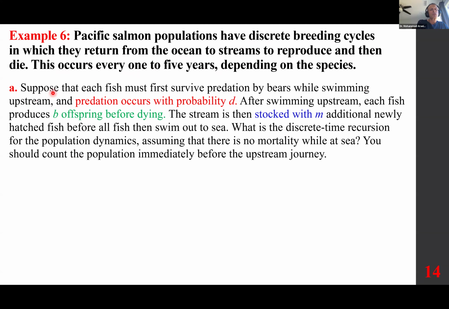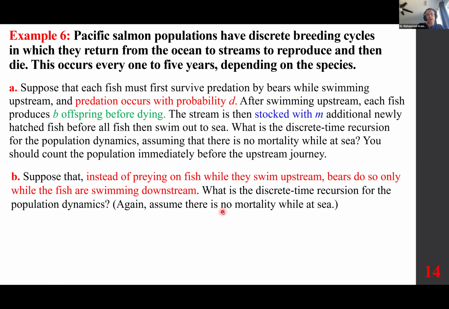In part A, suppose that each fish must first survive predation by bears while swimming upstream, and predation occurs with probability D. After swimming upstream, each fish produces B offspring before dying. The stream is then stocked with M additional newly hatched fish before all fish then swim out to sea. What is the discrete time recursion for the population dynamics, assuming that there is no mortality while at sea? You should count the population immediately before the upstream journey.